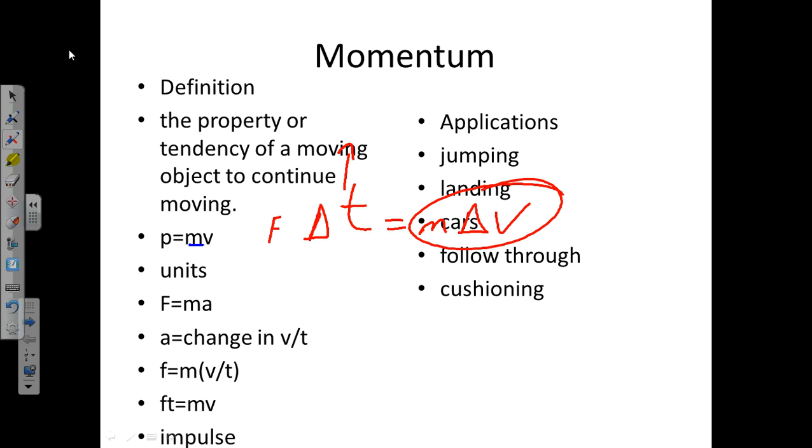Cushions work the same way. Cushions slowly stop you. They increase the time it takes for you to stop, thereby decreasing the force that's required to stop.